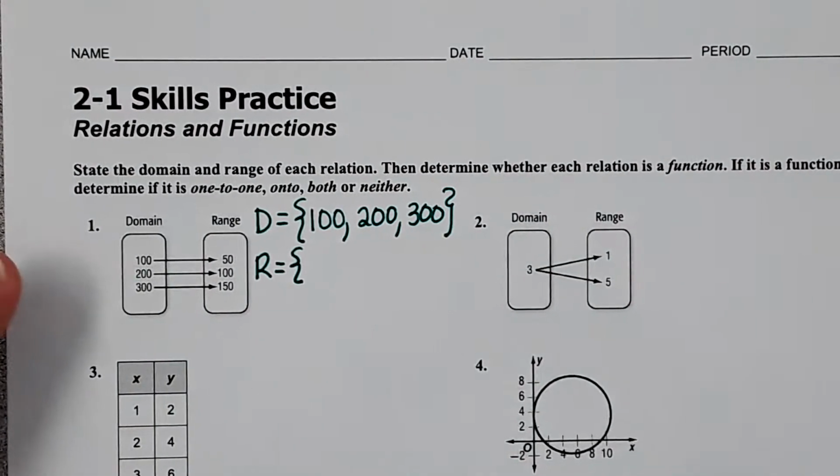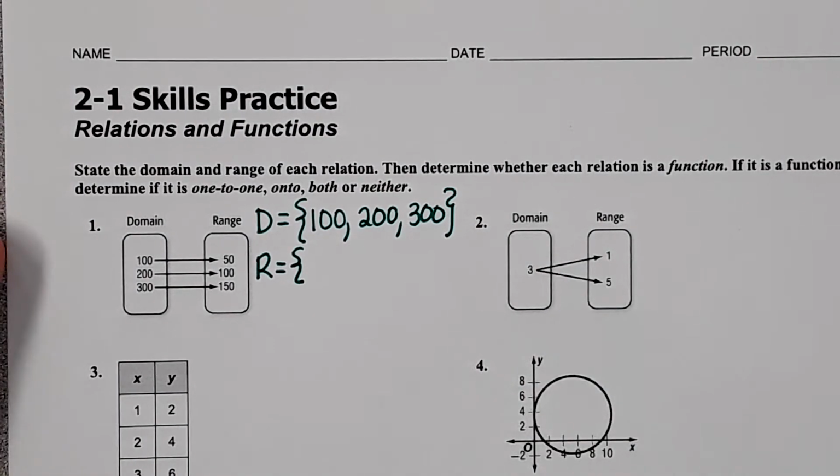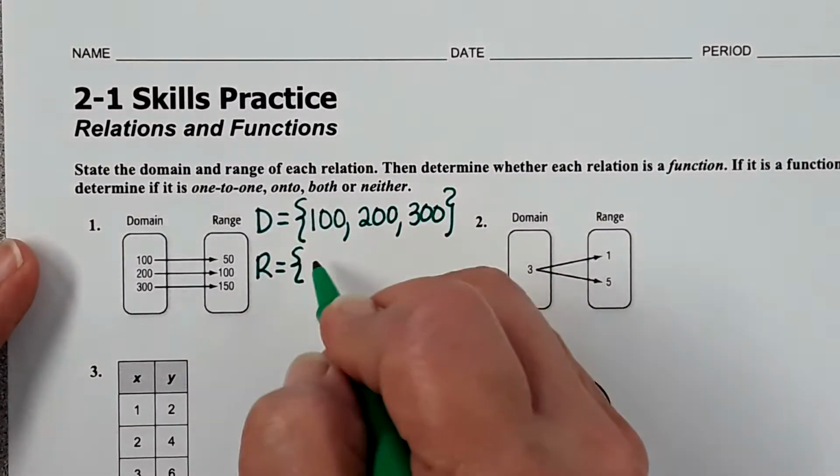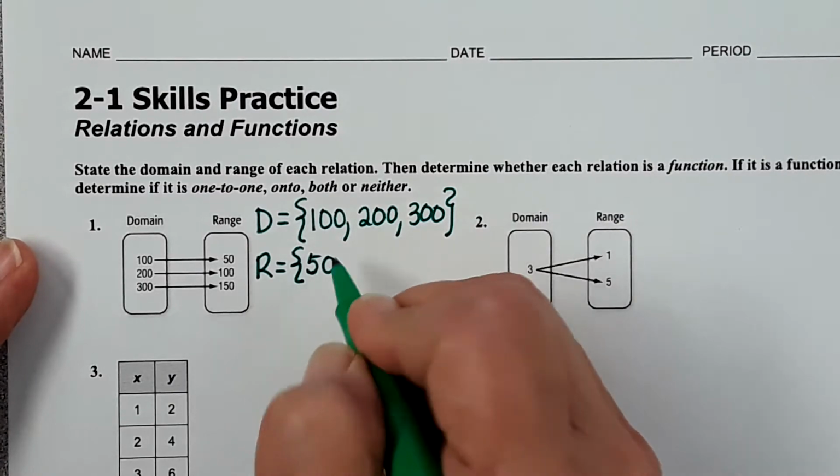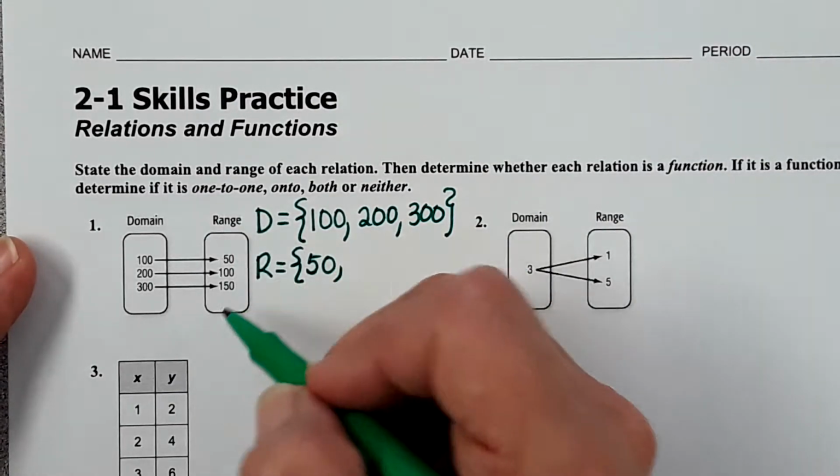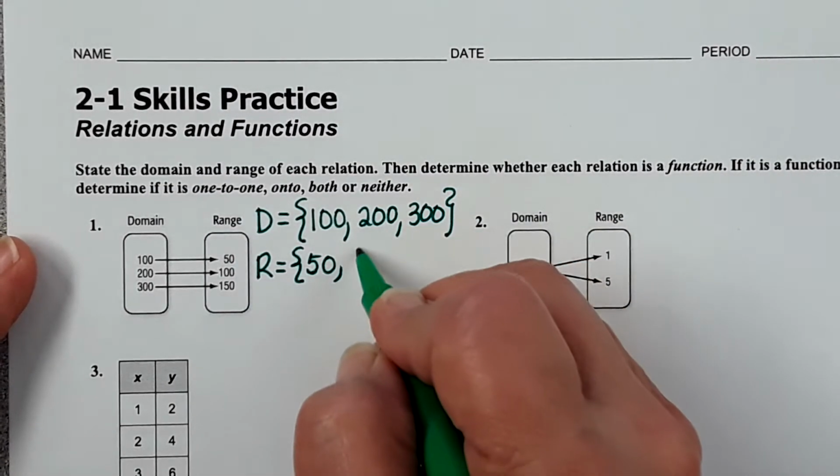We're going to do the same thing with the range. Again, when we go to write the range, you're going to put it in order from smallest to largest. Most of the time if you do a mapping, the mapping is going to be from smallest to largest.